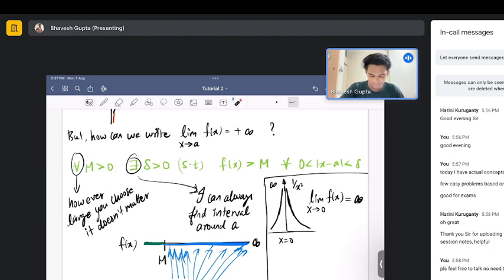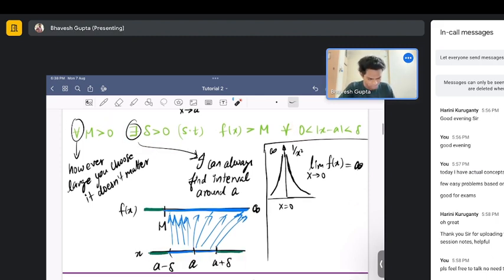Instead of defining an interval, we choose a number. So I can always find an interval around the x-axis such that the values of the function will always be greater than the number which you chose, or which we have taken from somewhere. And this inequality is satisfied by all the values inside the interval.